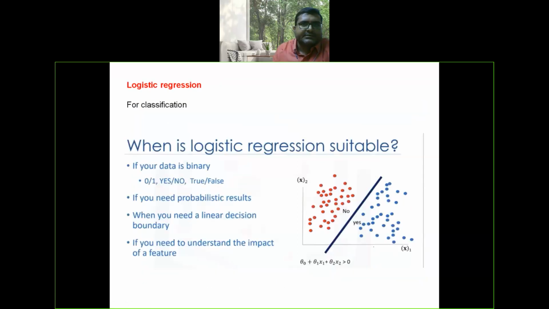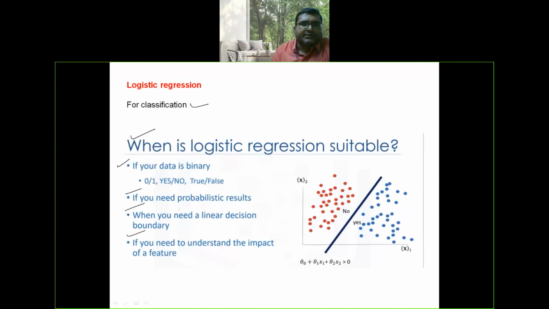Next, logistic regression. Logistic regression is useful for classification. Now, in what situation we have to apply logistic regression is when the result is binary, that is 0, 1, yes, no, or true, false. If you need probabilistic results, when you need a linear decision boundary, when you need to understand the impact of a feature, in that situation, we need to apply logistic regression algorithm. Logistic regression algorithm is majorly used for classification problems.